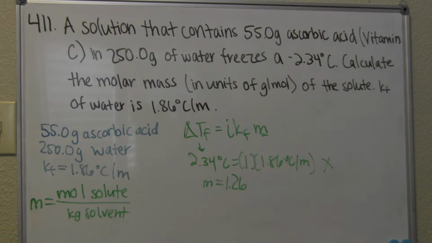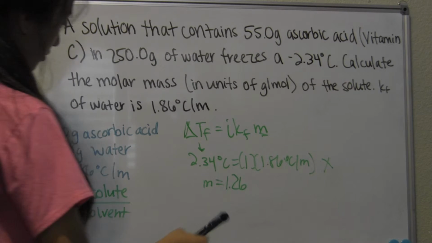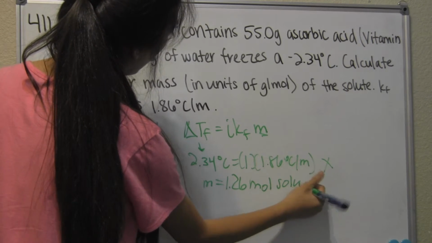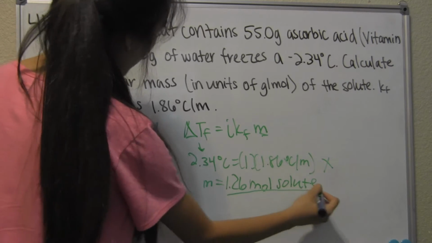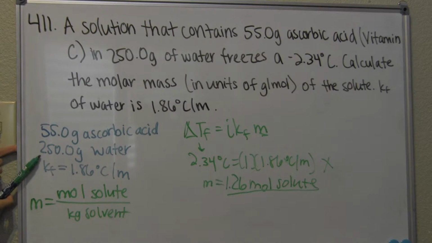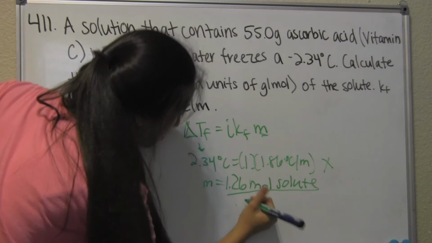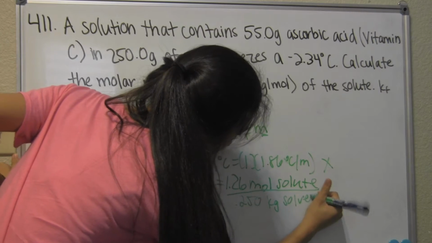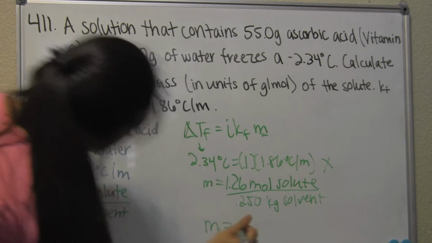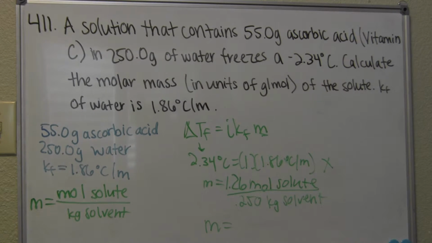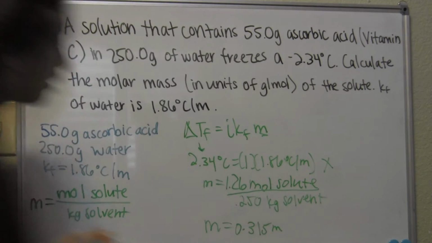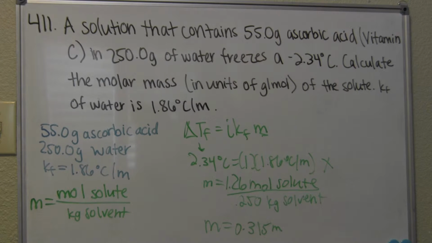Now that you have the molality, you'll have the moles of solute at this point. Since you have the moles of solute, you can solve for molality. All you have to do there is divide it by kilograms of solvent, the 250, so that's basically 0.250 kilograms of solvent. From there, your molality is equal to 0.315 m.